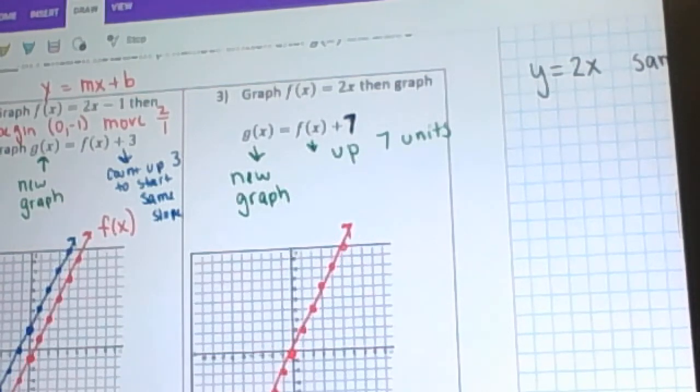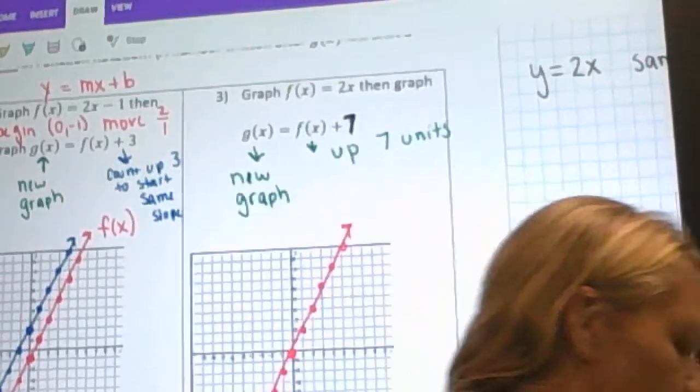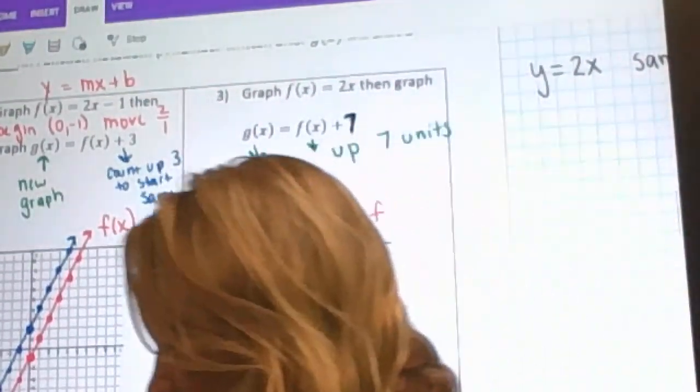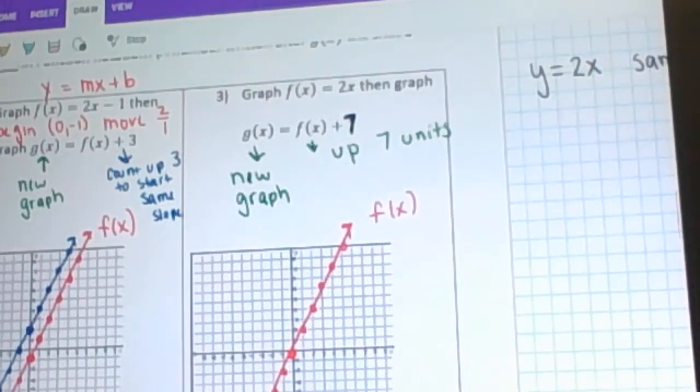The same way. Nothing changed. Instead of going this way, you start at 7, right? Or you start at 0 and then count up 7.